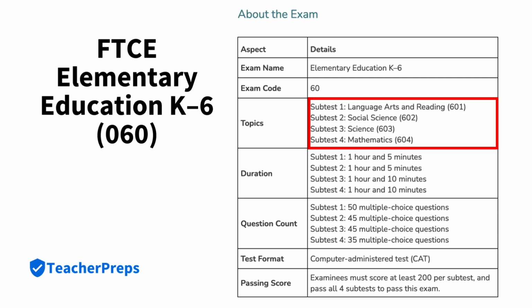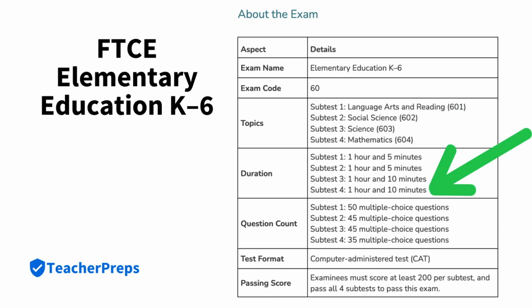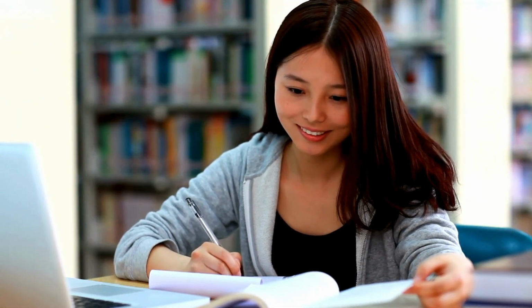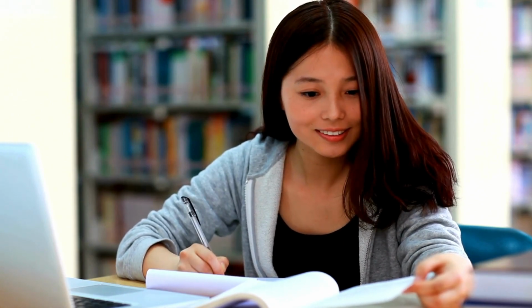The elementary education test includes a total of 4 subtests, and this lesson focuses on Subtest 4, Mathematics, where on exam day, you will receive 1 hour and 10 minutes to complete this subtest, which includes 35 multiple choice questions. Now, in order to help you get totally prepared, this practice test will guide you through the types of questions you can expect to see on test day.